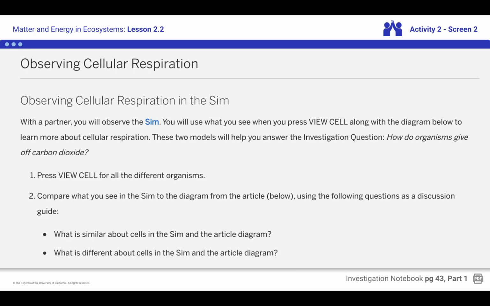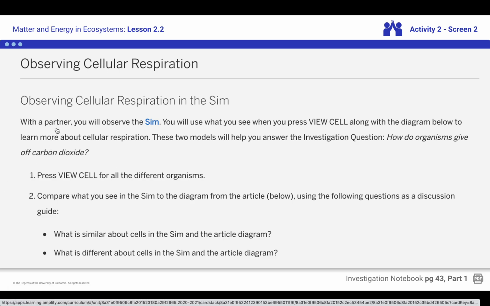All right. Let's go ahead and go into activity number 2. You're on screen number 2, and your directions say to work with a partner. I would prefer that you work on your own today since I'm not there. You're going to observe the sim, and you're going to use what you see when you press the view cell along with the diagram below on screen 2 to learn more about cellular respiration. When you press the view cell, do that not only for producers. It says right here, press the view cell for all the different organisms, and then compare the sim model to the model that you saw in the warm-up.